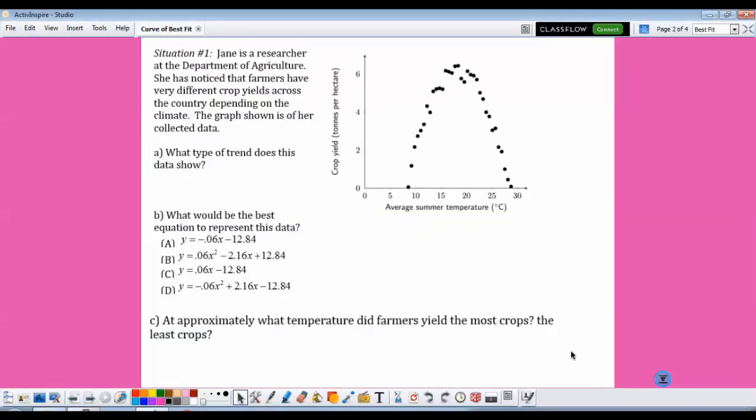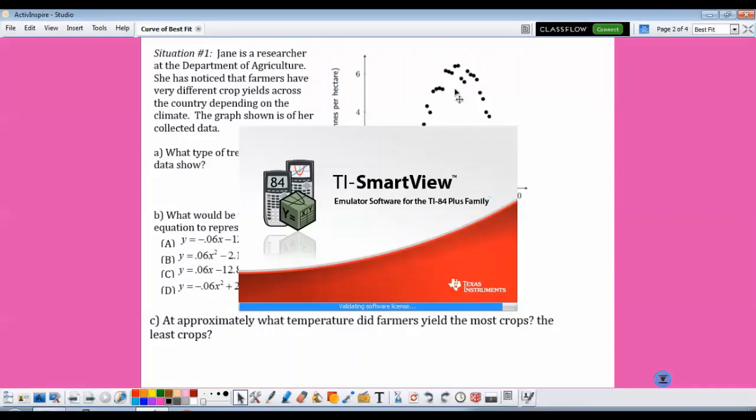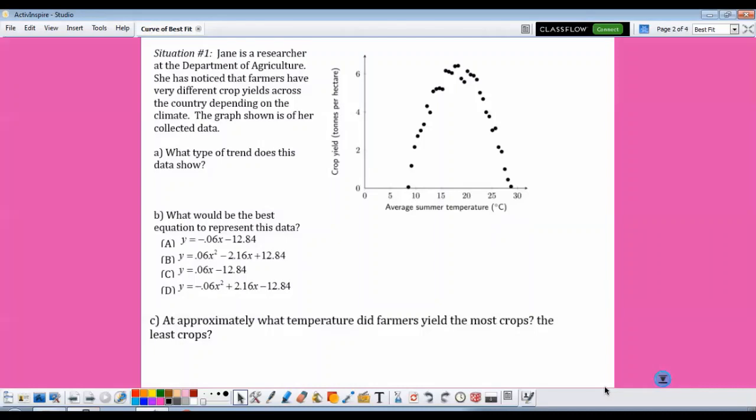So situation 1, Jane is a researcher at the Department of Agriculture. She has noticed that farmers have very different crop yields across the country depending on the climate. The graph shown is her data collection. So, what type of trend does this show?